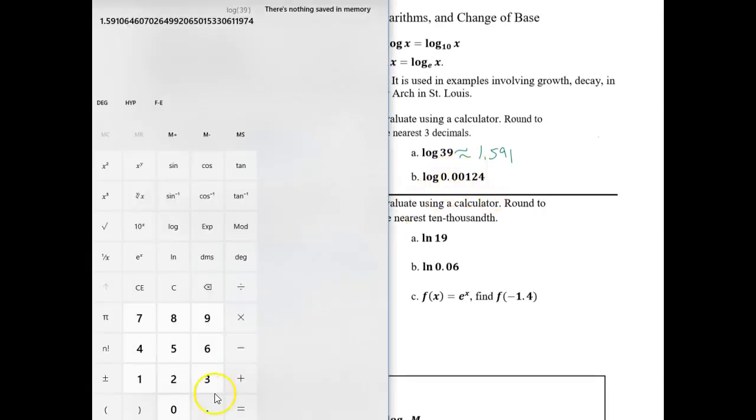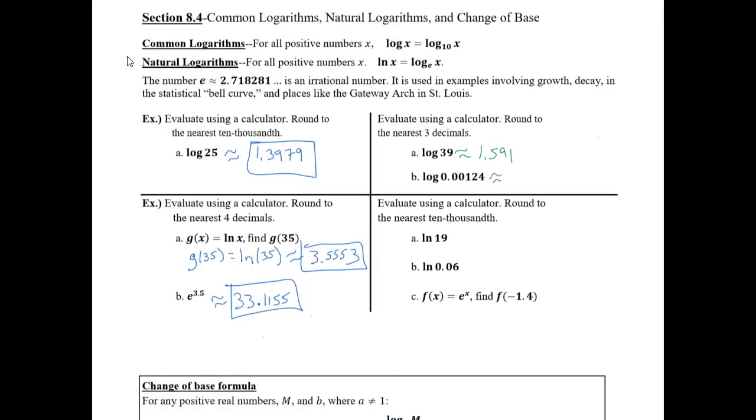Same thing with the next one. I have 0.00124. I'm going to take the log of that, and I get negative 2. I'm going 3 decimals, 1, 2, 3. Look to the right, 5 says round that 6 up to 7. So negative 2.907.